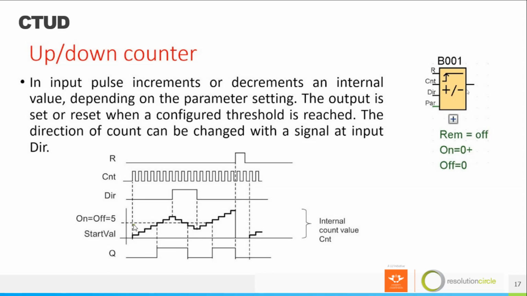In input pulse, it increments or decrements and the internal value depends on the parameter settings. So with this one, the PLC that you're going to be programming, as you can see, it has one counter. Let's say this is how you're going to wire it. This will be my counter, then this will go to your function block.